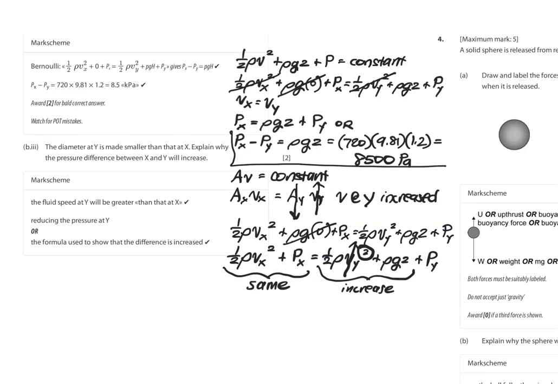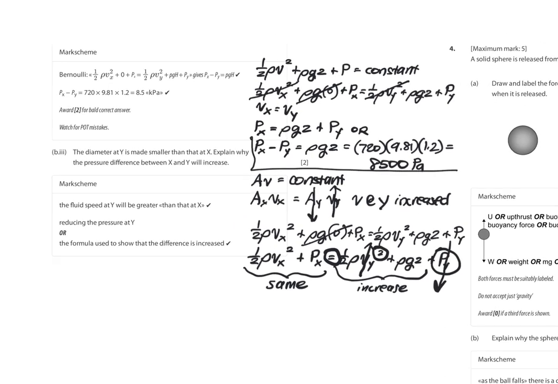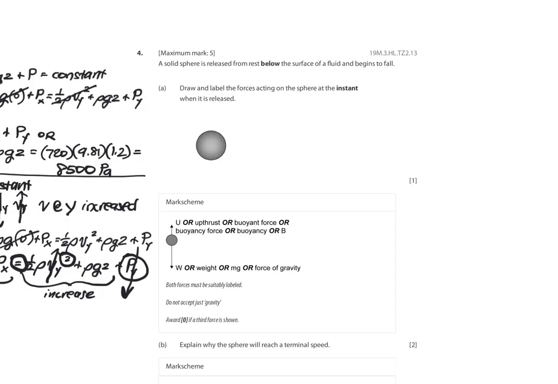And nothing has happened to the velocity at x or the pressure at x. That has stayed the same, but in order for these two expressions to be equal to each other, if the left side of the expression is the same and this portion of the equation is increasing, that means that the pressure at y is going to have to decrease as a result. And so it says the fluid speed at y will be greater because of the continuity equation. And then as a result, what I just said using Bernoulli, that means that the pressure at y is going to decrease. Okay, number 4.